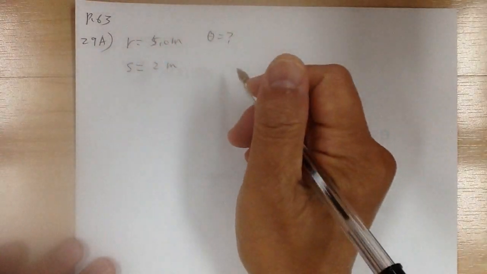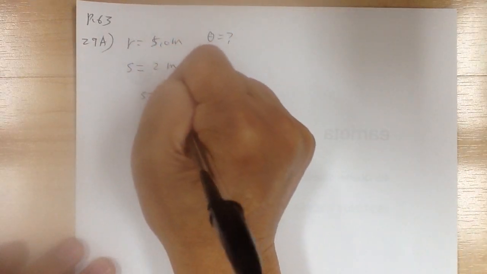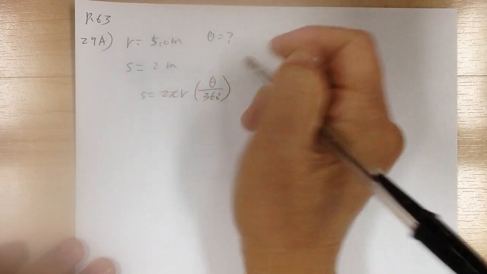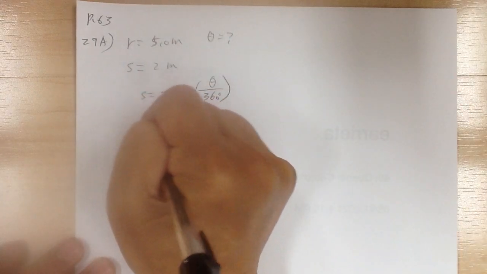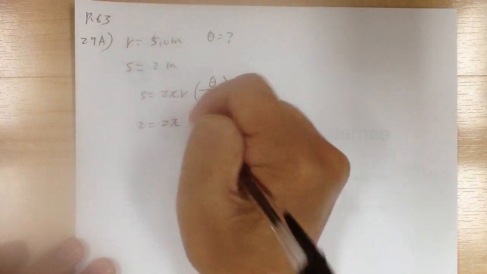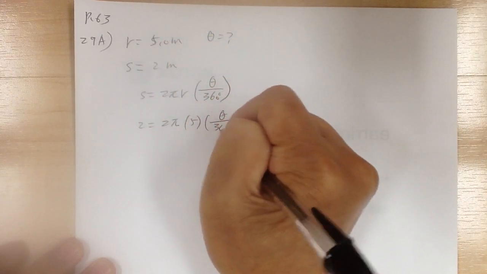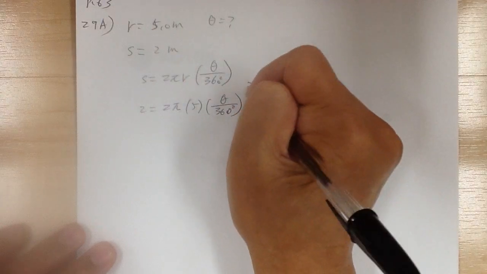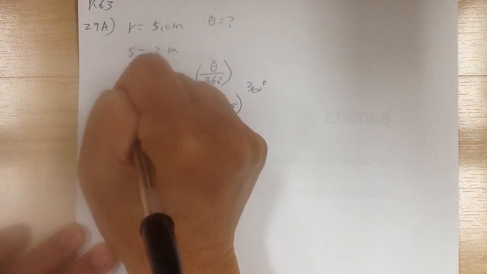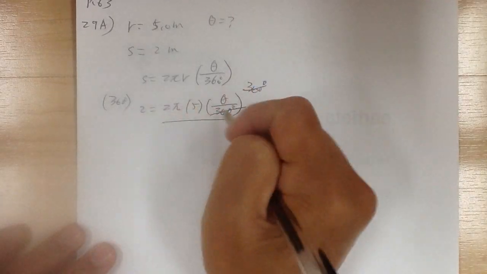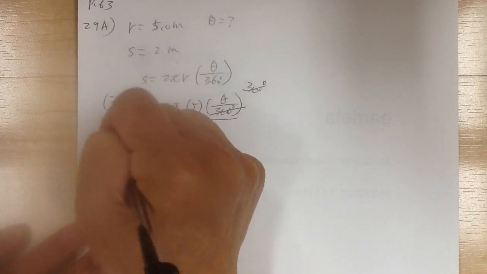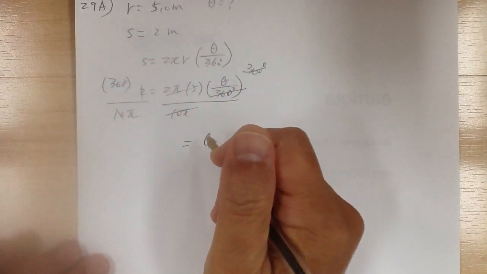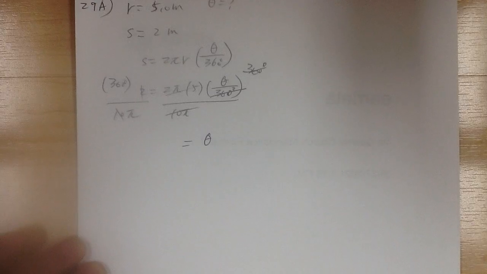So you can first write down the formula. So s equal to 2 pi r times theta over 360. And so just substitute. So 2 equal to 2 pi times 5 times theta over 360 degrees. We first multiply by 360 on both sides, so that cancels the denominator. Then we divide by 10 pi on both sides, so this will cancel out. So theta will equal 360 over pi.